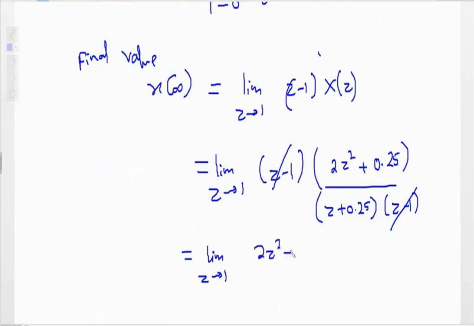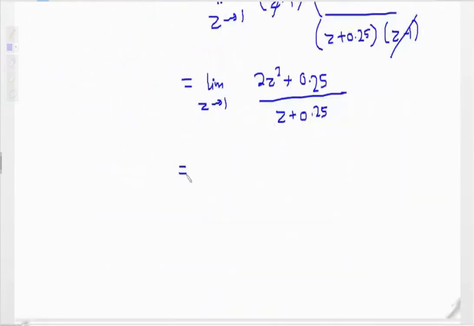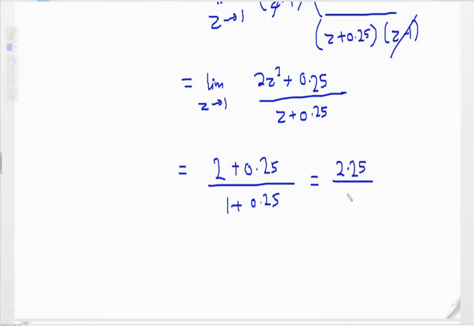Limit z tends to 1 of (2z² + 0.25) divided by (z + 0.25). Substitute the value. When we are substituting the value, don't write limit. So 2 into 1², that means 2, plus 0.25 divided by 1 plus 0.25. So it is nothing but 2.25 divided by 1.25. Whatever the value is, you can calculate it in the calculator. So that is your answer. Okay, now next question.